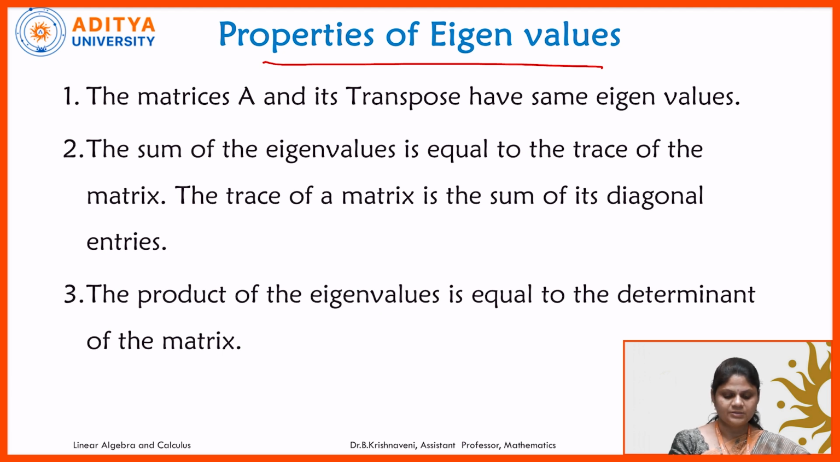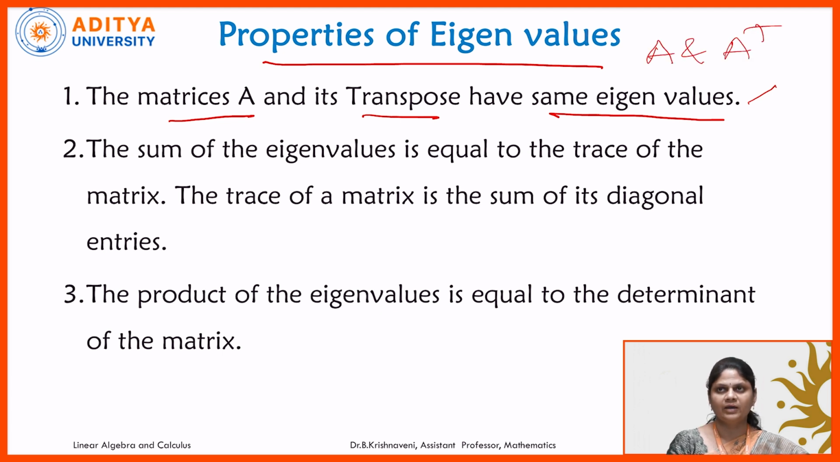What is the first property? The matrix A and its transpose have the same eigenvalues. That is, the first property says A and A transpose have the same eigenvalues. Which means by using this property, if you know the eigenvalues of A and want the eigenvalues of its transpose, there is no need to find the transpose of that matrix and calculate the eigenvalues once again. We can just use this property and conclude that both A and A transpose have the same eigenvalues.